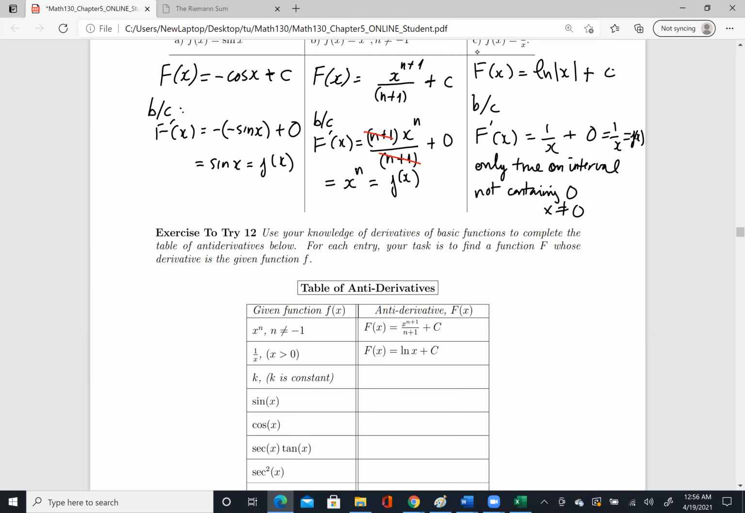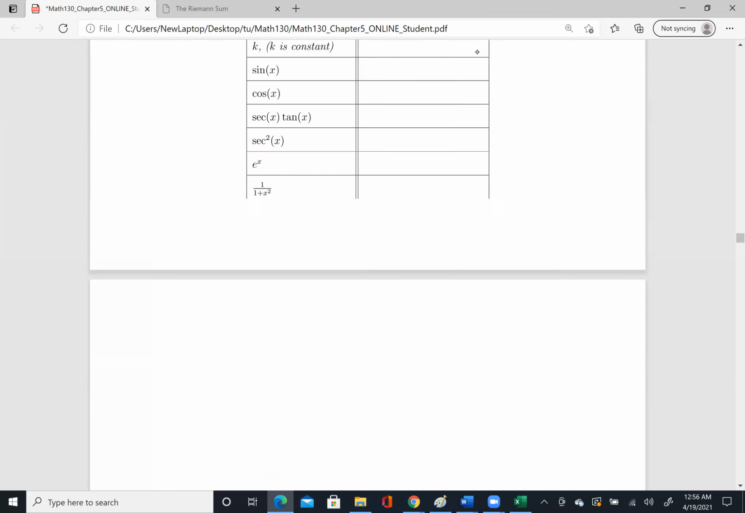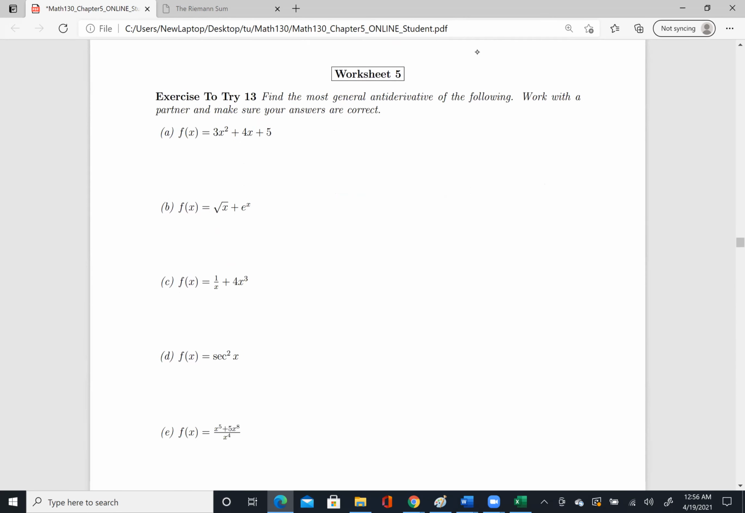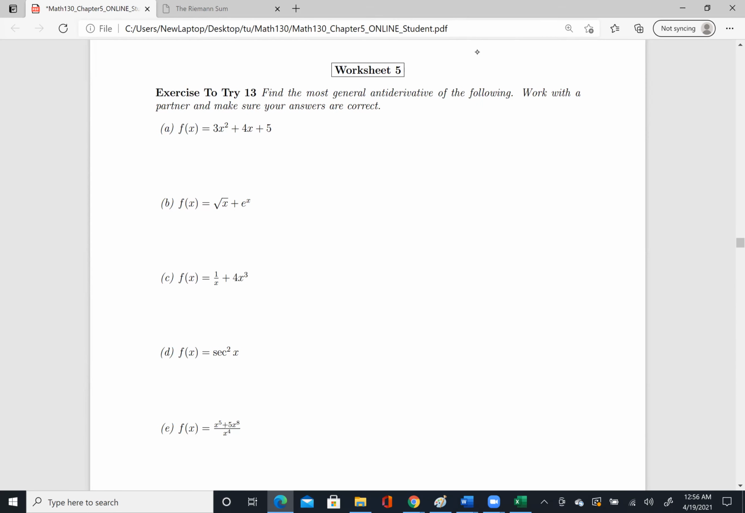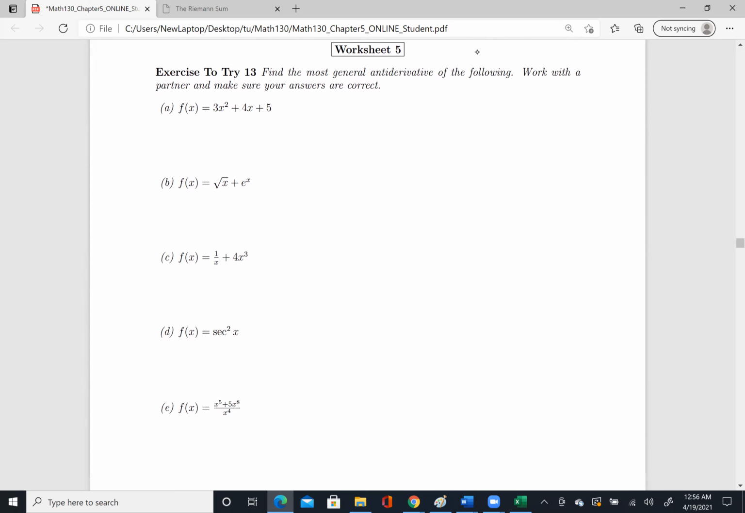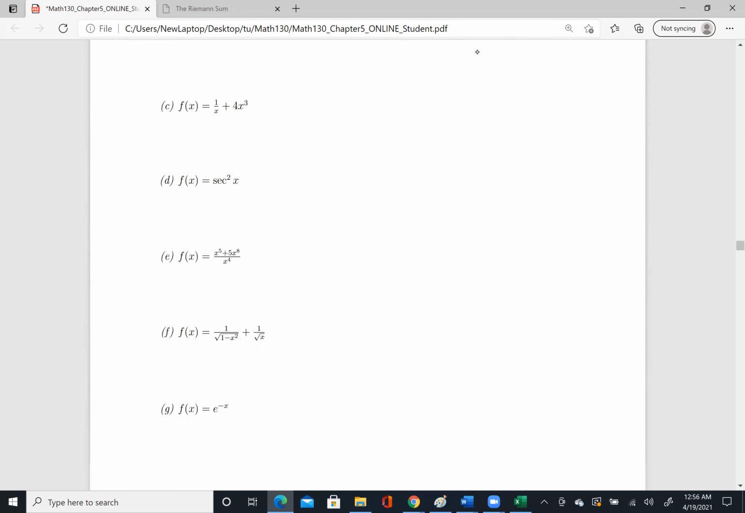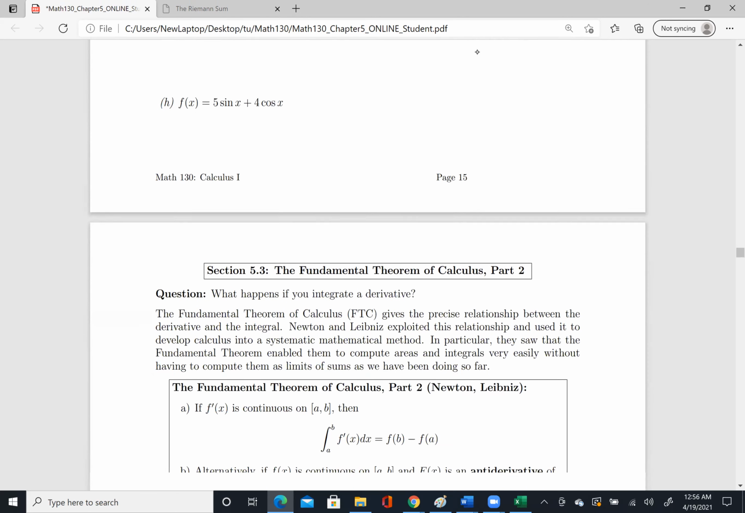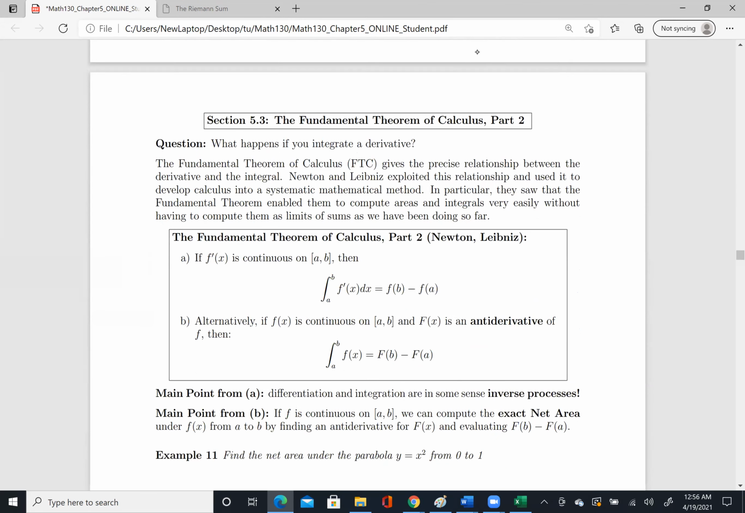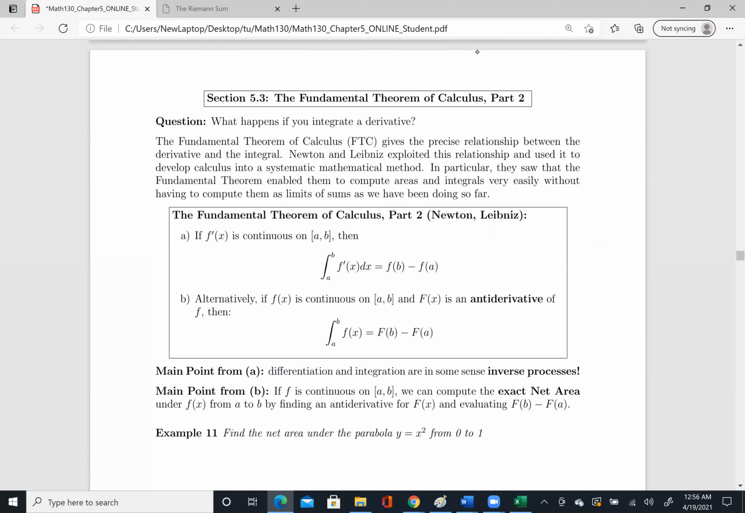Okay, so let's move down, and we also have worksheet number 5. I will also let you do this. Okay, so I have finished sections 5.1 and 5.2, and we'll see you in section 5.3.